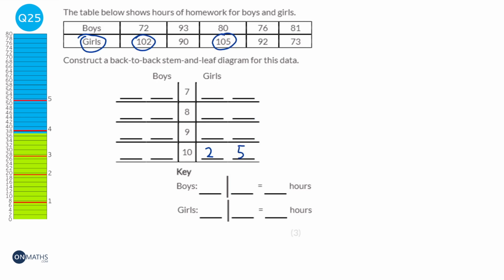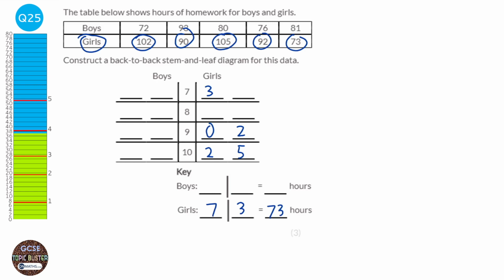Now they go from the biggest being the right hand side and the smallest being nearest the middle. We've got a 90 and a 92, and we've got a 73 there. The key we can have for the girls is just 7 line 3 is 73 hours. It doesn't actually matter which value we pick. We could pick a value that's not on there, so 6 line 3 equals 63 hours.